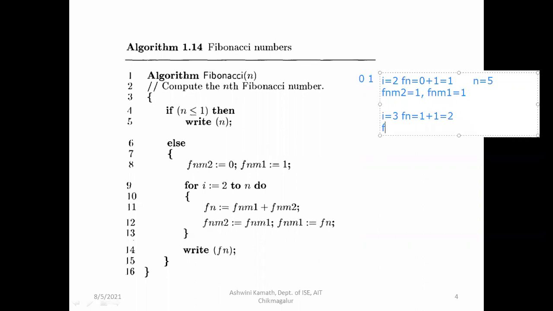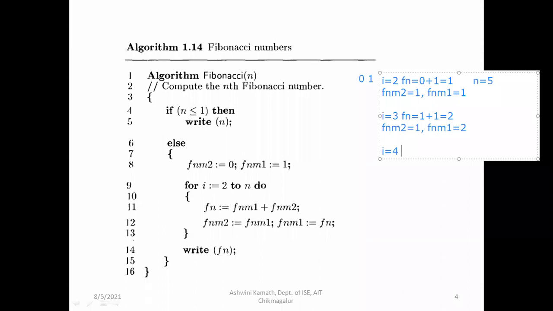Again change the value of Fnm2. Fnm2 is equal to Fnm1. What is the previous value of Fnm1? It is 1, you can see here. So Fnm2 is equal to 1, and Fnm1 is equal to the new value of Fn which we have just calculated, that is 2. Now the i value will be incremented again. i becomes 4, and it is less than or equal to 5.